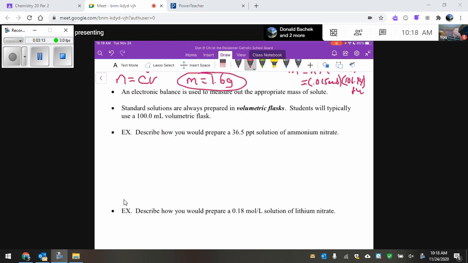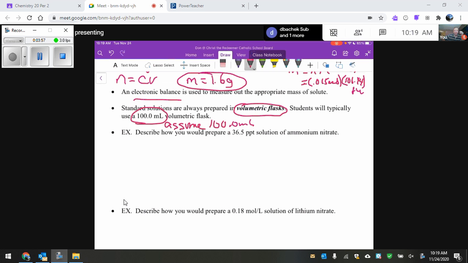Okay. All right. Now, how do we do this? Well, again, we're going to go to the lab, and we'll do this, but we're going to use an electronic balance or a scale of some sort, because we have to weigh out that 1.6 grams. And to prepare a standard solution, we use something called a volumetric flask. Okay, and usually we use 100 milliliters. So if the question doesn't say, we assume 100. This is important. If you don't seem like you have enough information, we're going to assume we're going to use a 100 milliliter volumetric flask.